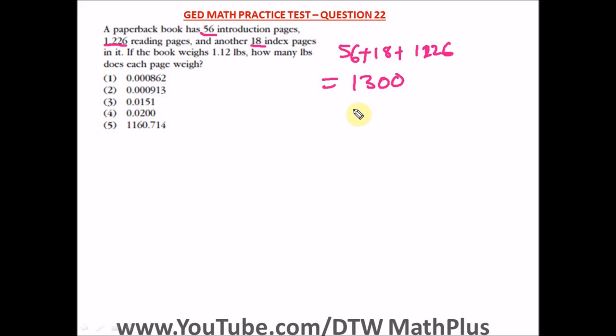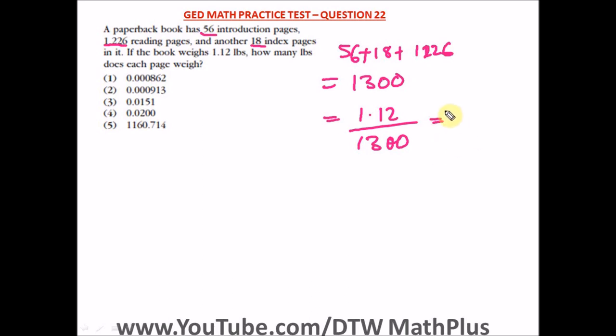And we know that the question says the total book weighs 1.12 pounds. How many pounds does each page weigh? So it's definitely the weight of the total book, which is what, 1.12 pounds divided by the total pages to get the weight of one page. All right, that's what the question asks, the weight of one page. How many pounds does each page weigh? So we have 1.12 divided by 1300 pages.